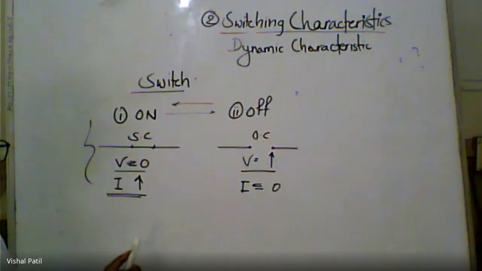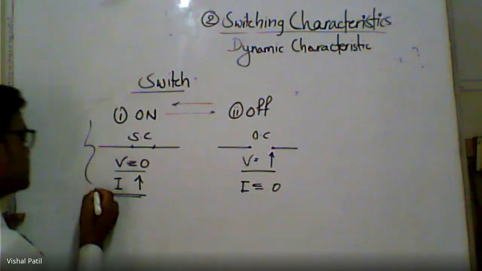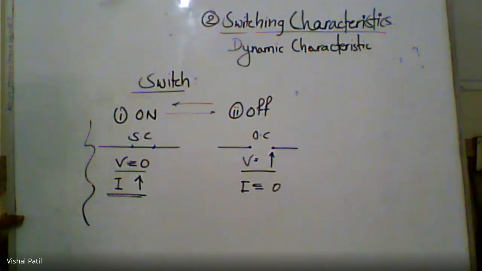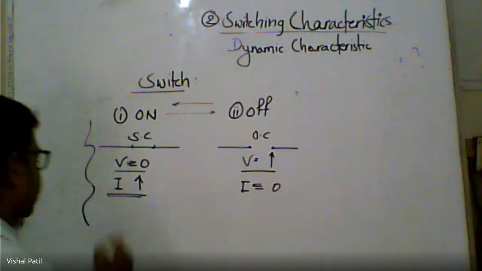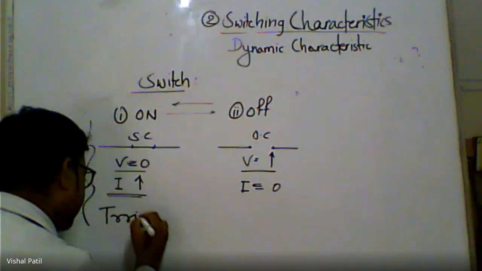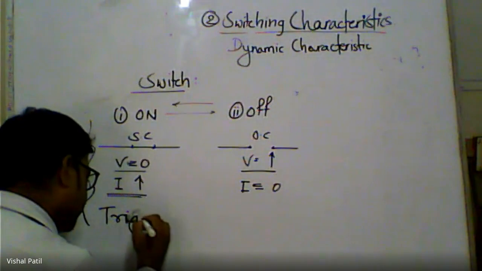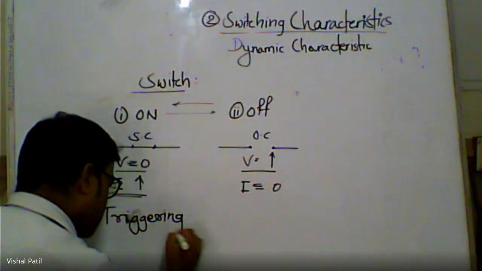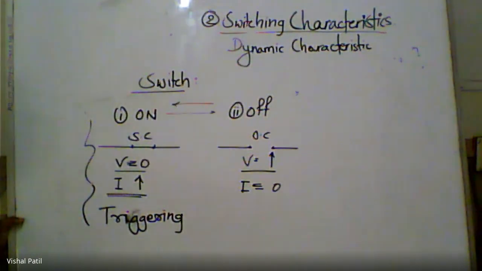Okay, switching in the sense during on and off. So there are two processes involved, two transitions, on to off and off to on. The process of making a transistor on has a different meaning in semiconductor devices, and that process is called triggering. The process of making a device on is called triggering. There are different techniques or methods to make a device on.